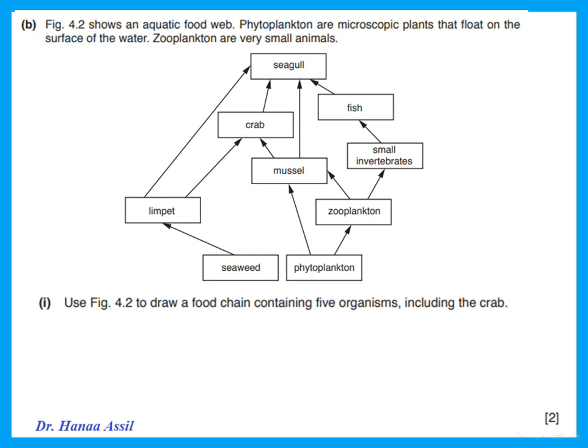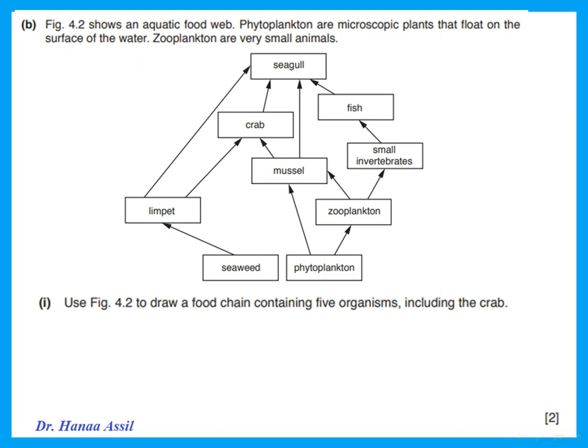Figure 4.2 shows an aquatic food web. Phytoplankton are microscopic plants that float on the surface of water. Zooplankton are very small animals. Use this figure to draw a food chain containing 5 organisms, including the crab. Remember that when he gives you a food web and says draw a food chain, you have to start from the producer, the one that is lower in the food web, to the final consumer way up there. You cannot stop in the middle. So I have to start with either seaweed or phytoplankton, and I have to end up with seagull.